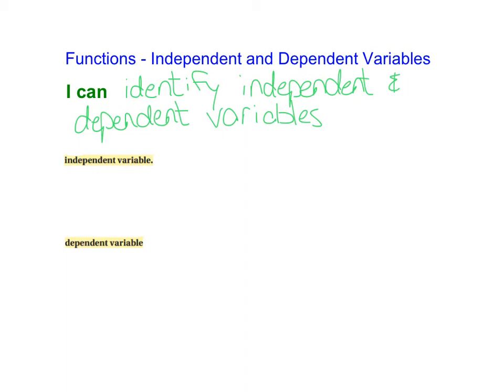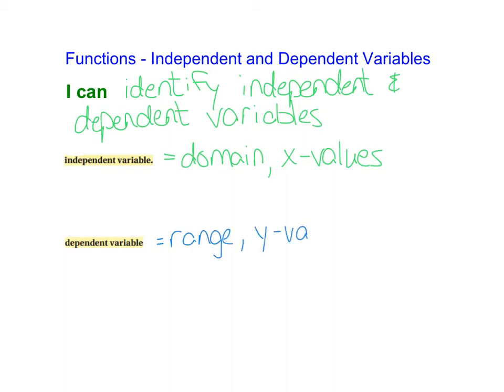Now, the independent variable is always going to be from the domain. Independent variable is always going to be where the domain comes from, which means it's going to be which values? Your x values. Your x values are always going to be your independent variable, okay? Which means your dependent variable is going to be the range, and it's going to come from your y values, right? So independent goes with your x values, dependent goes with your y values. That's important because that will help us set up graphs when we try to do graphs.